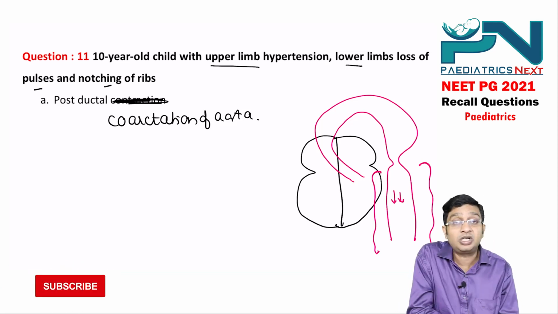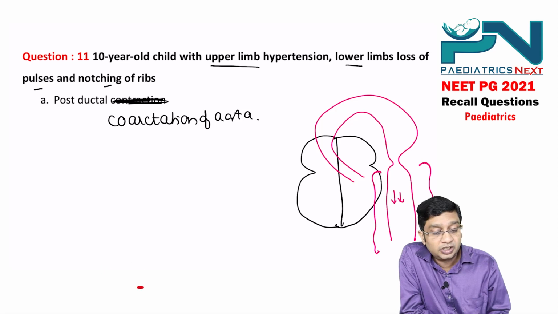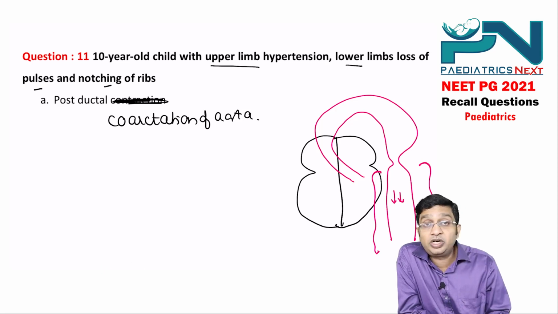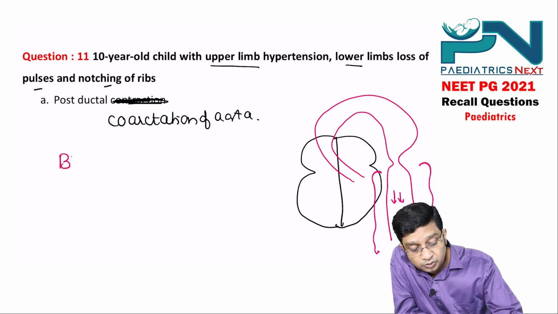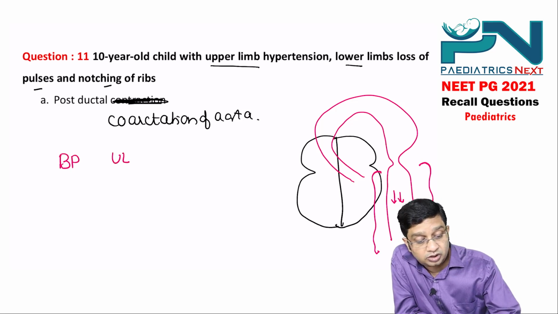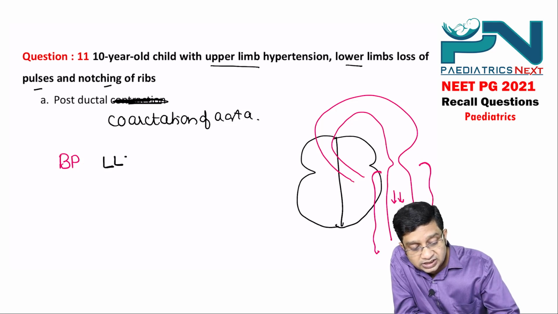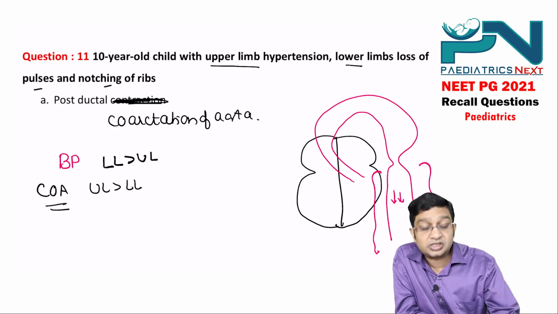And if you look particularly at the upper limbs, there will be more blood, so there will be bounding pulses in the upper limbs. Moreover, normally in a person the blood pressure is more in the lower limb as compared to the upper limb, but in coarctation of the aorta, the upper limb blood pressure will be more than the lower limb, right?